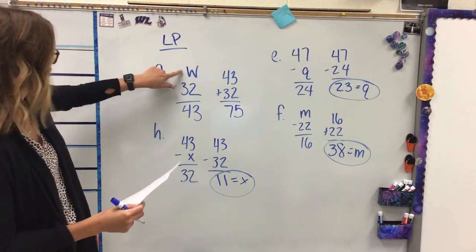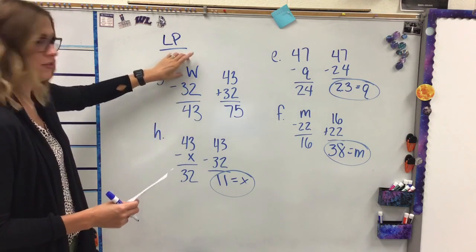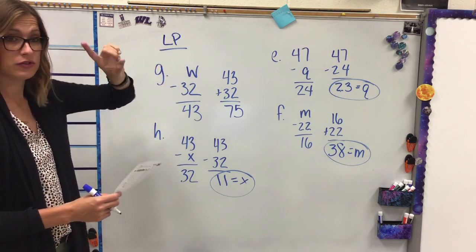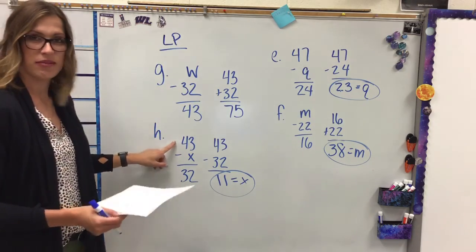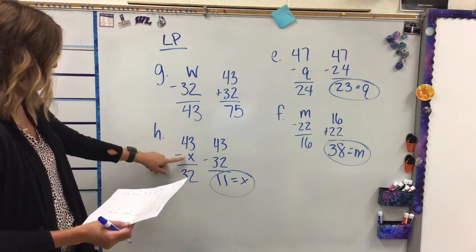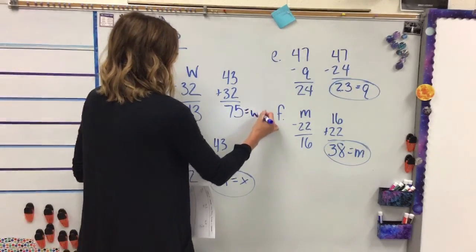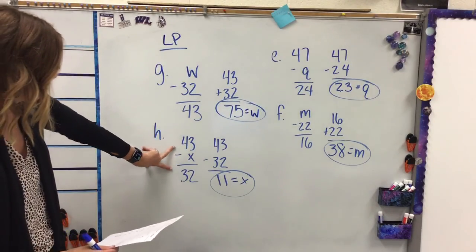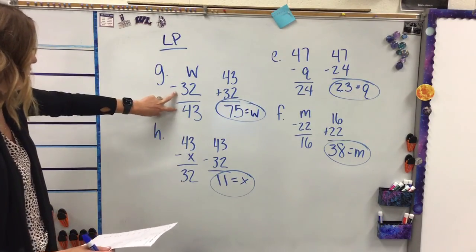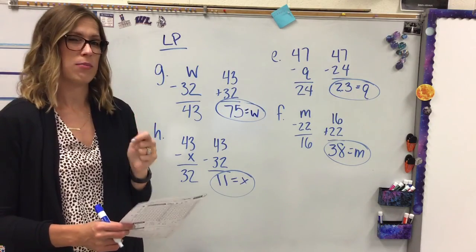Notice these two are different problems. So this one says W minus 32 equals 43, right? So W is my biggest number. My biggest number is always first in a subtraction problem. If I look at this one, 43 is my biggest number, because 43 minus something is going to get me to 32. So we get different answers for G and H, even though these two numbers, 43 and 32, are in both. They're in different spots, so it changes what that missing number is.